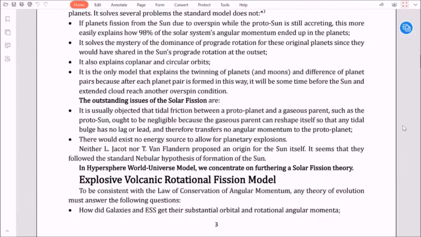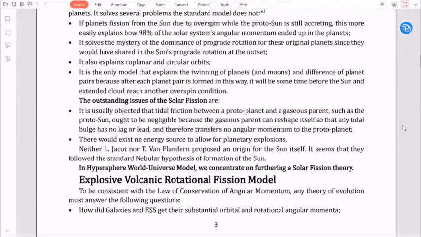The outstanding issues of solar fission are: it is usually objected that tidal friction between a protoplanet and a gaseous parent, such as the protosun, ought to be negligible because the gaseous parent can reshape itself so that any tidal bulge has no lag or lead and therefore transfers no angular momentum to the protoplanet. There would exist no energy to allow for planetary explosions. Neither Jacquard nor Von Flander proposed an origin of the sun itself. It seems that they follow the standard nebular hypothesis of formation of the sun.